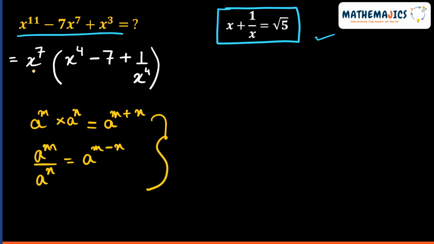Please see how. If we multiply x raised to power 7 with x raised to power 4, we will get x raised to power 11. If we multiply x raised to power 7 with negative 7, we will get negative 7 x raised to power 7. If we multiply x raised to power 7 with 1 by x raised to power 4, we will get x raised to power 3. Like this, we have used these two algebraic identities. Yes, let's see what we will do next.